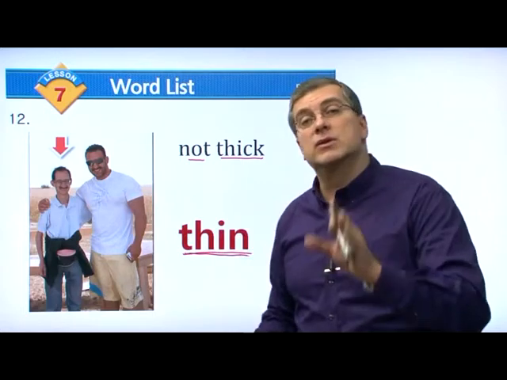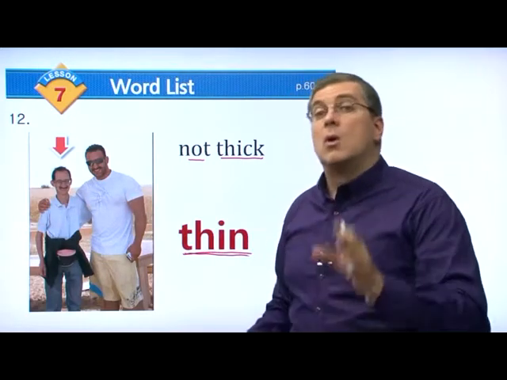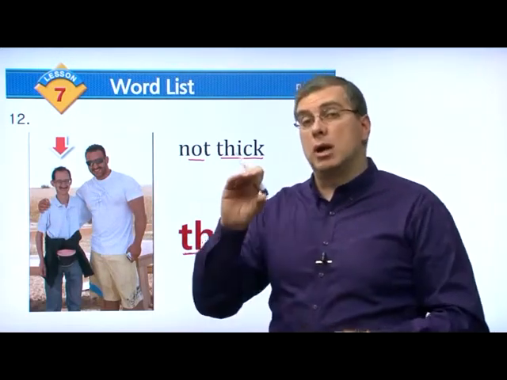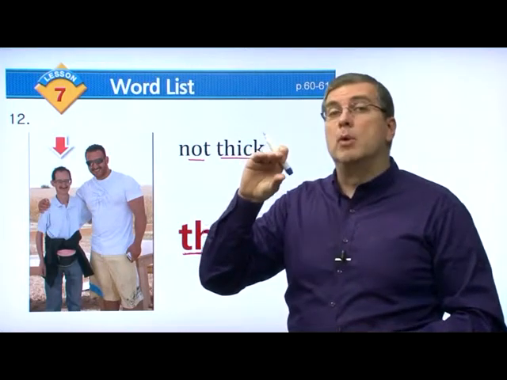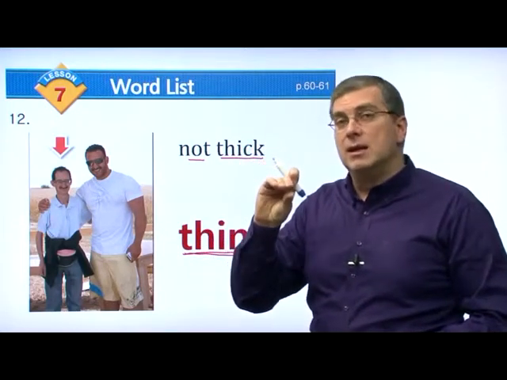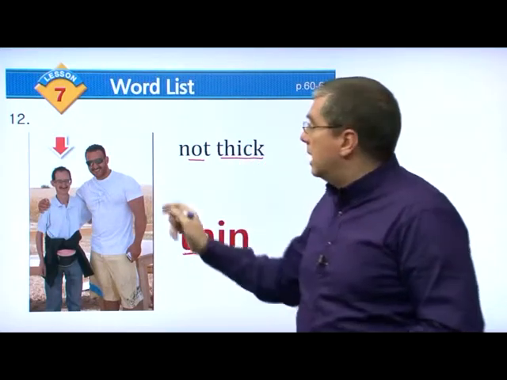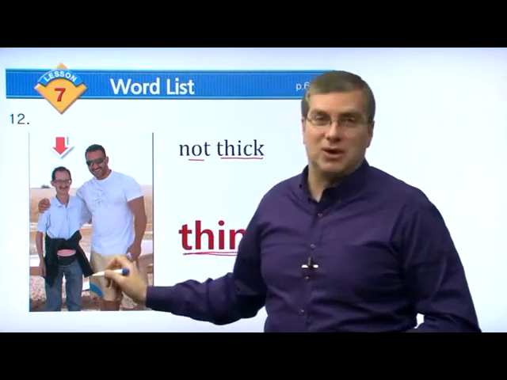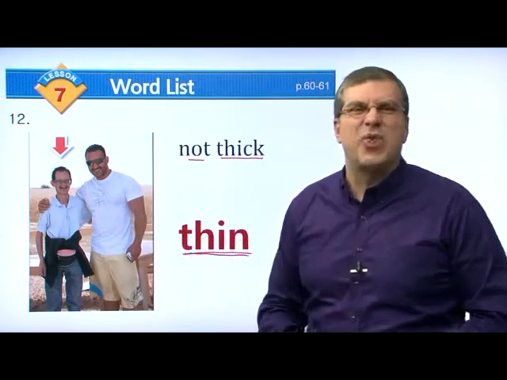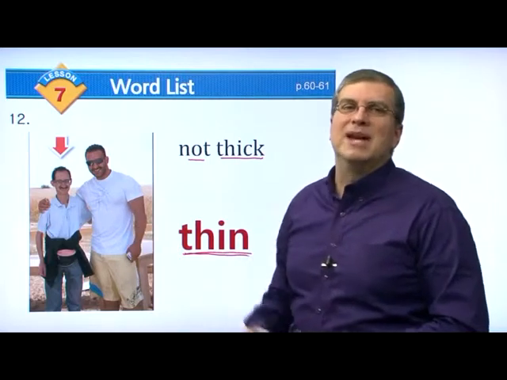It's also used for trees, right? Or other things, right? A book. A book can be thick or a book can be thin. A thick book, a thin book. A big person, a thin person. Okay? We don't really say he's a thick person. We say he's a big person.